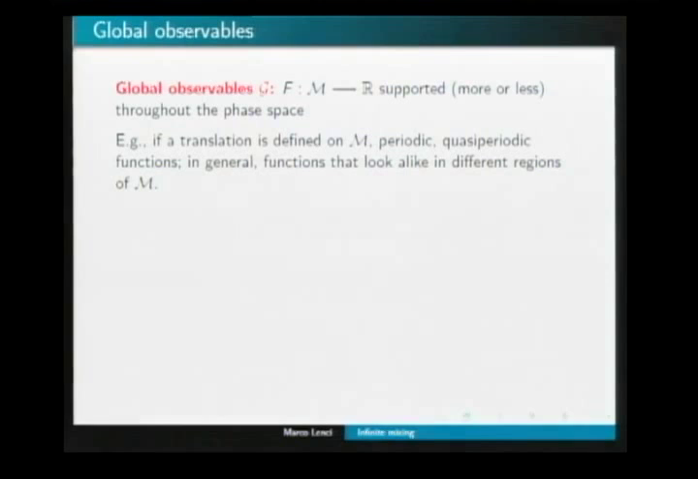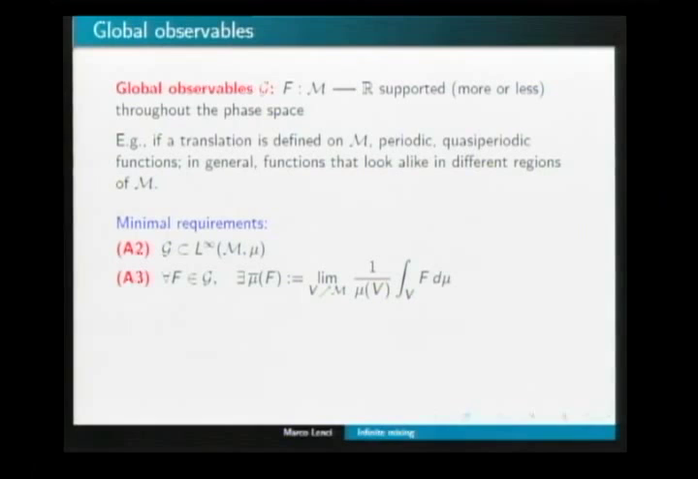This is not a definition. This is just some ideas on how to choose your class of global observables, which depends on a case-by-case basis. So it's a choice that you have to make. Only I require, for things to actually work, that this class that you choose comprises bounded observables, and that you have what you call an infinite volume average. If you remember, this is the infinite volume limit that I defined before. This is the integral over a large box, and this is the normalization over that large box. So you want to be talking about infinite volume average of your observable.